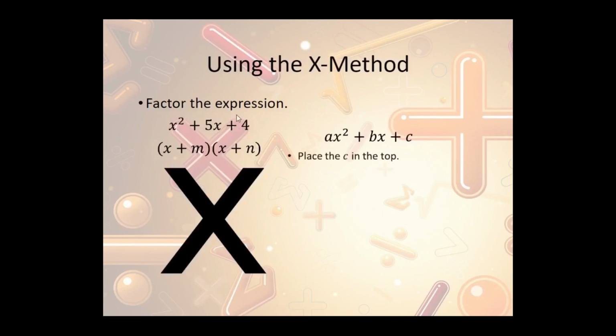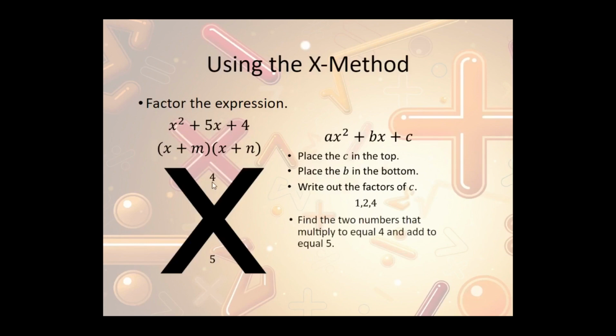So we're looking at the same question, and here's what we do. We place c in the top. So c is 4, so this goes up here. Then we place b in the bottom. b is the middle number, so this goes here. Now we're going to write out the factors of c. So what are the factors of 4? Well, we have 1, 2, and 4. So those are my factors.